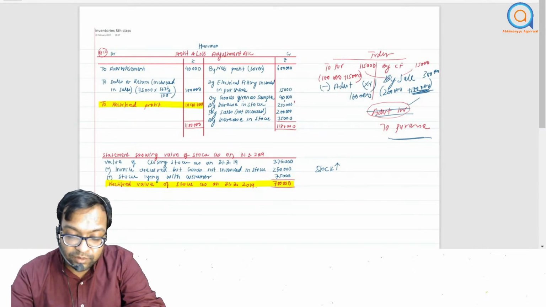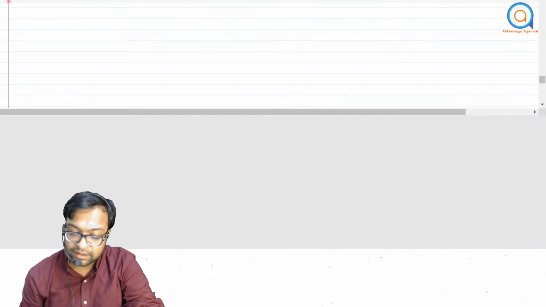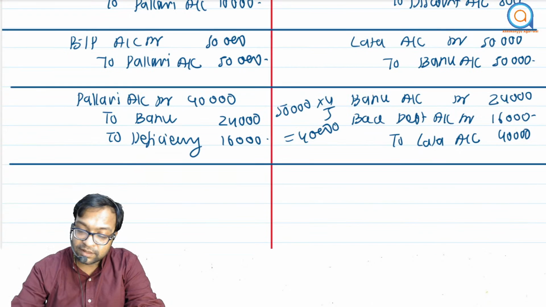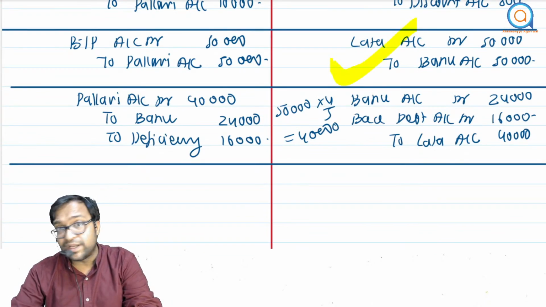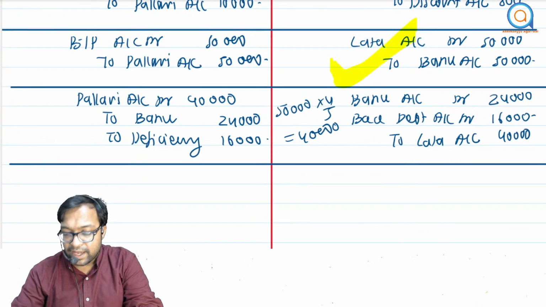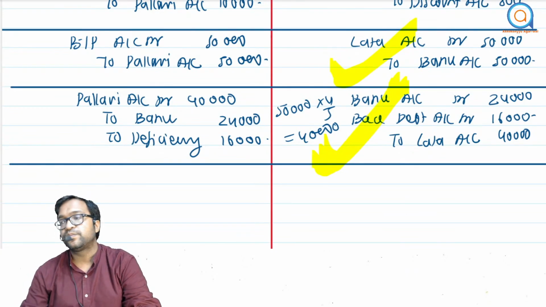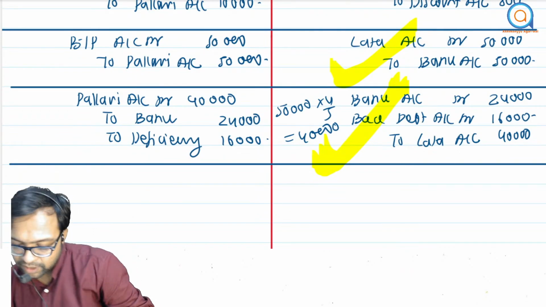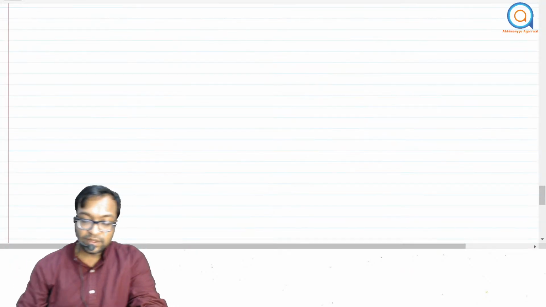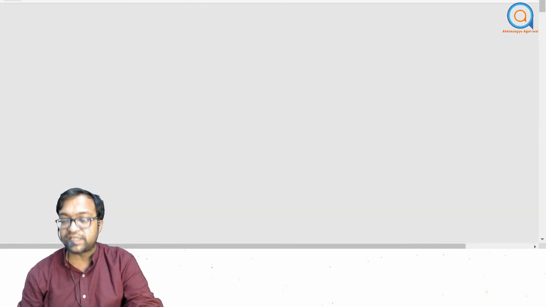Okay, sir, can you explain the last two? What last two, beta? This one. This is the dishonor entry, and this is the final money received from Lata. Understood? Okay. Chalo, let us go now to the inventories chapter.